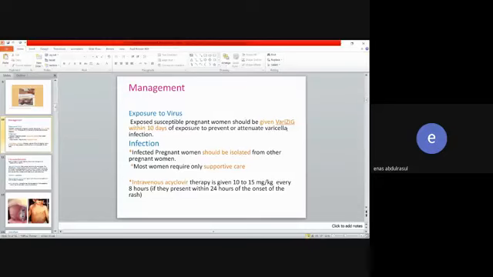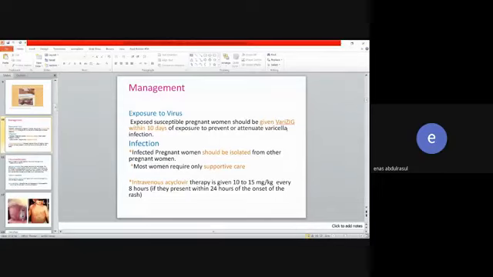So they will benefit from passive immunization with specific antibodies. However, women who become infected should be isolated from other pregnant women to prevent spreading of infection because it is highly contagious, and mostly they only require supportive care. For example, antipyretic for the fever, emollients for the rash, antibiotics to prevent secondary bacterial infection, etc.